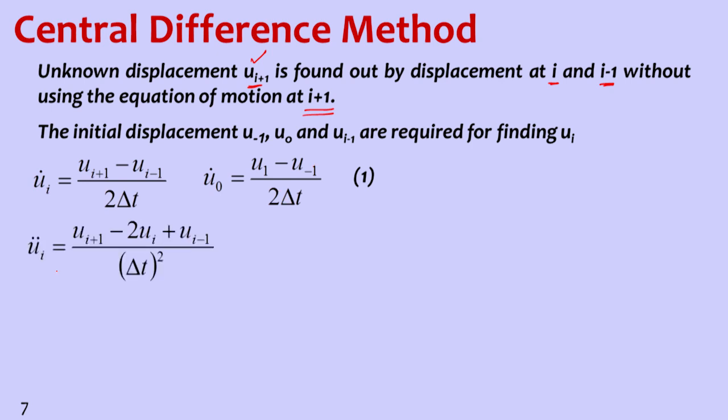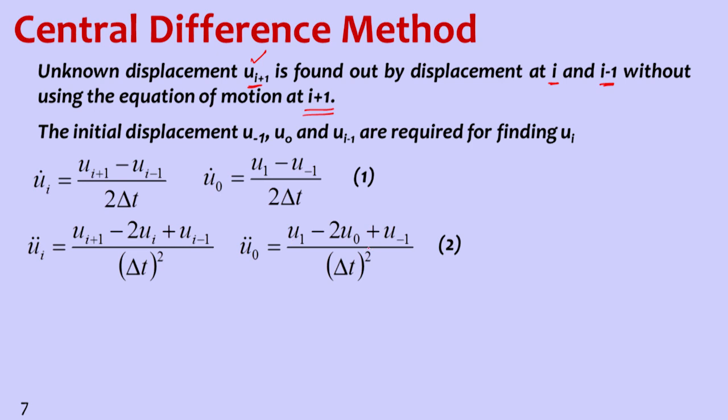Then acceleration. The acceleration value is (u(i+1) minus 2 u_i plus u(i-1)) by delta t square. This is the acceleration term in terms of displacements. Then if we want the initial acceleration, you put u double dot 0 at time instant 0. Then you will get u1, u0 and u minus 1. So u0 can be the initial condition, that is the initial displacement. If you define the initial displacement, u0 can be there, and then u1 we need to find out.